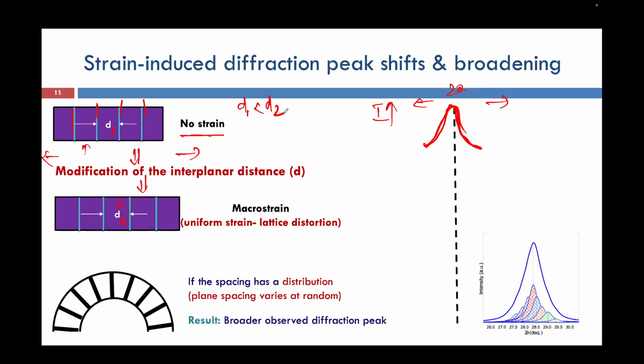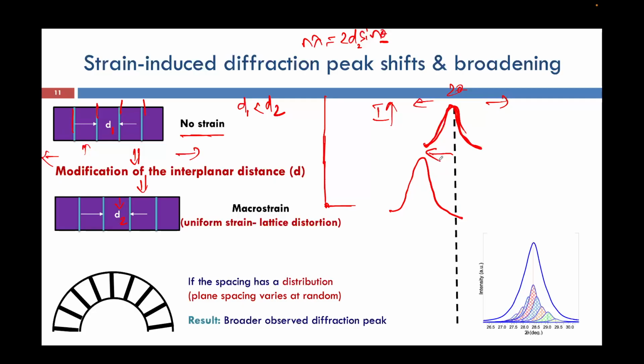If d1 is less than d2, then what will happen? Here, n lambda is equal to 2d sine theta. So if d2 is increasing, then theta will be decreasing. So in this case, d is increasing, theta will be decreasing. Theta decreasing means now I will get the peak in this region, that means towards the left side. If I am considering that my origin is here, my peak will be shifted a little bit to the left.